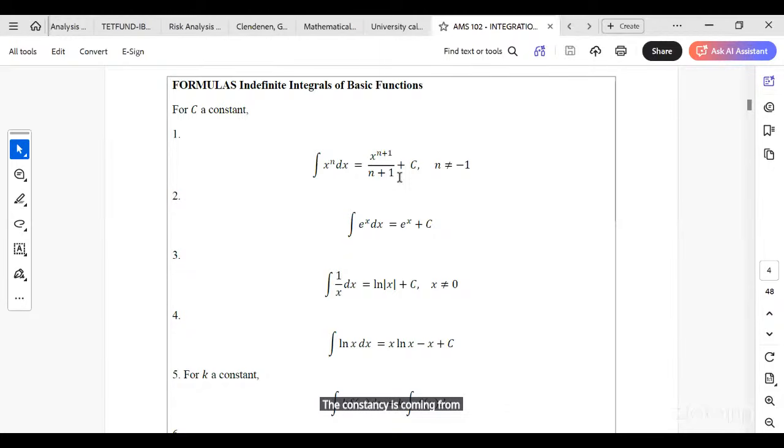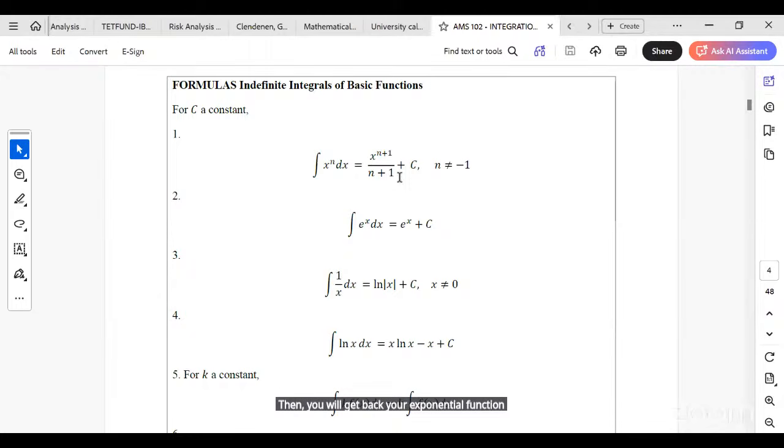The second result is that when you integrate an exponential function, as long as that x does not have a coefficient, then you will get back your exponential function.